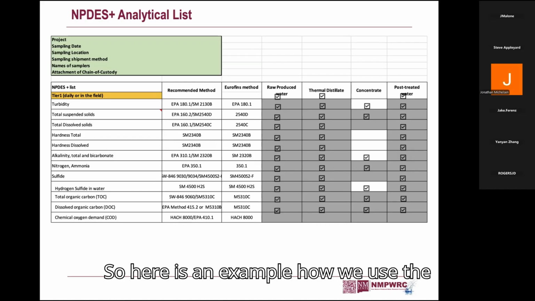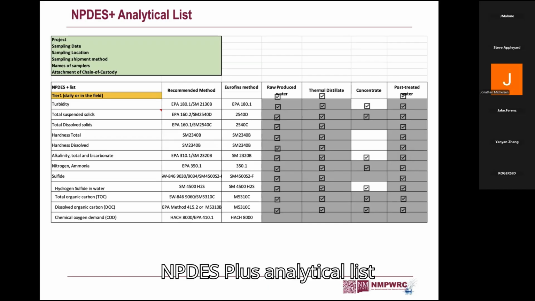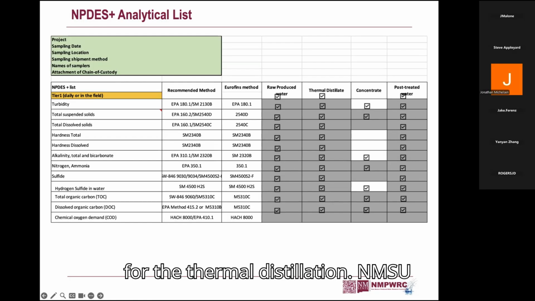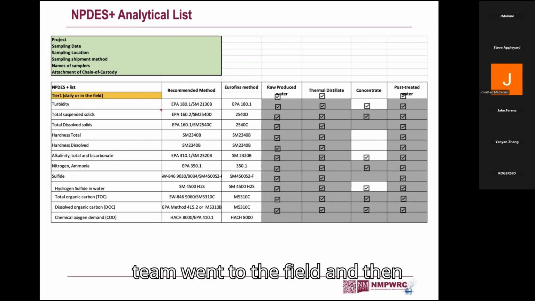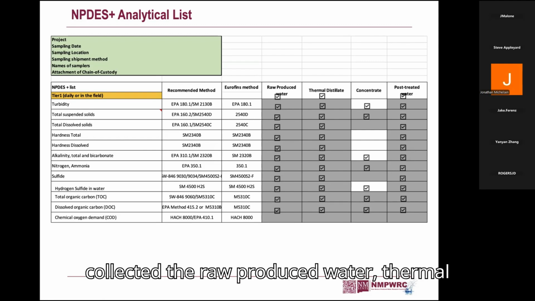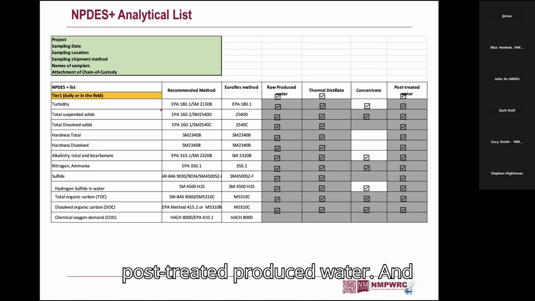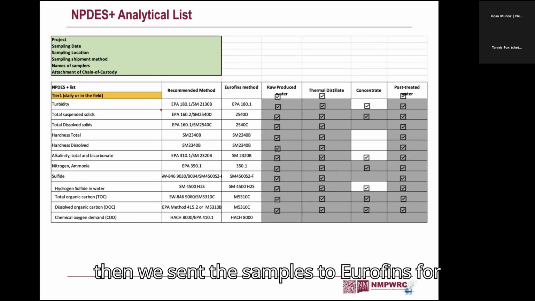So here is an example of how we use the NPDES Plus analytical list to do sampling and also water quality analysis. This example is for the thermal distillation. The NMSU team went to the field and collected the raw produced water, thermal distillate, concentrate, and post-treated produced water. And then we sent the samples to Eurofins for analysis.